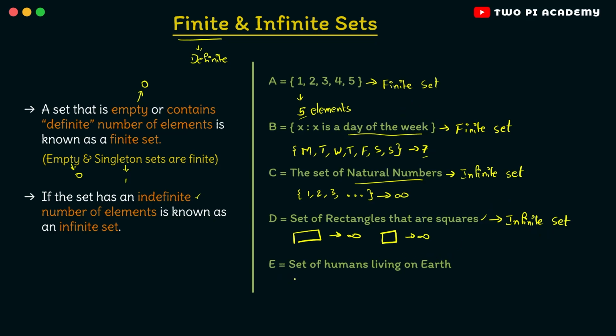Now let's see the last case. This is a bit of a twist problem, so let's see clearly. The set of humans living on earth. Now if you consider the number of human beings that are alive, it will be changing every time, but at any fixed point the number will be definite, right? So at any fixed point in time, the number of humans living on the earth is definite or fixed. Not everyone can count them, but there is a definite number. So therefore this is actually considered a finite set. So you have to remember that it is a definite number of elements. It doesn't mean that the number does not change. It means that at any fixed point the number will be definite. So therefore the set of humans living on earth is a finite set.